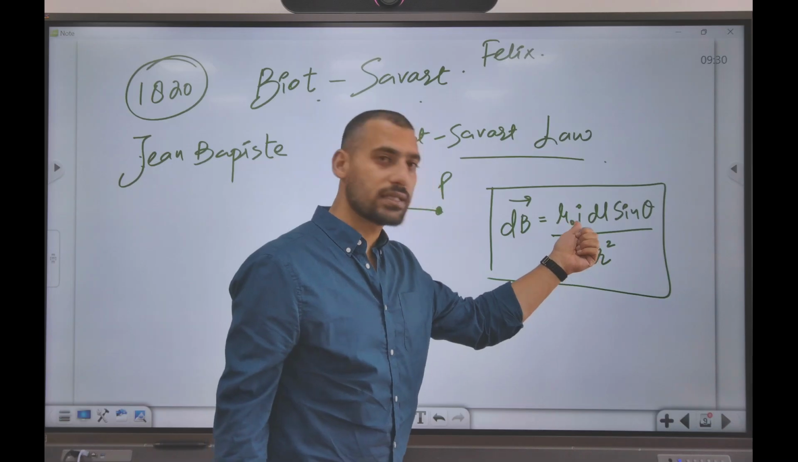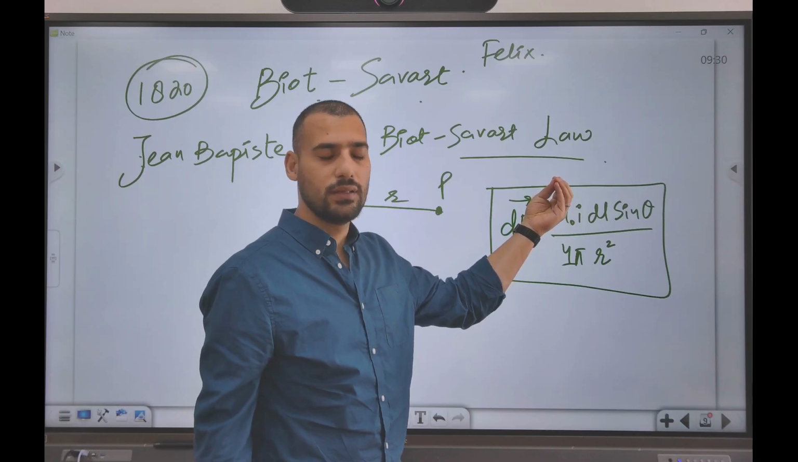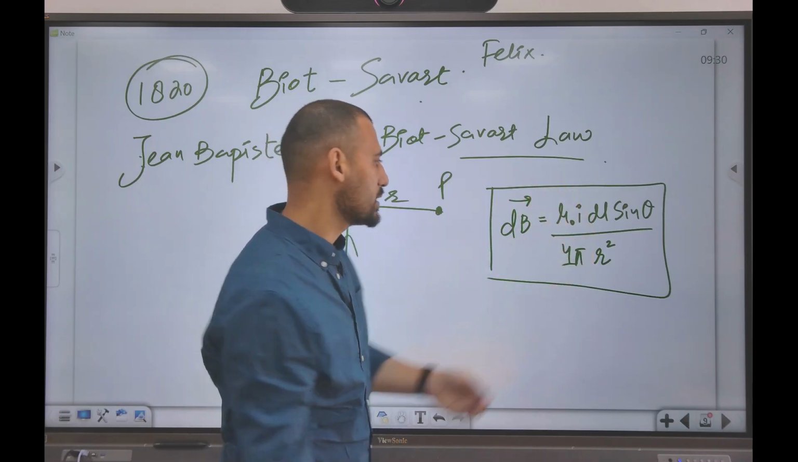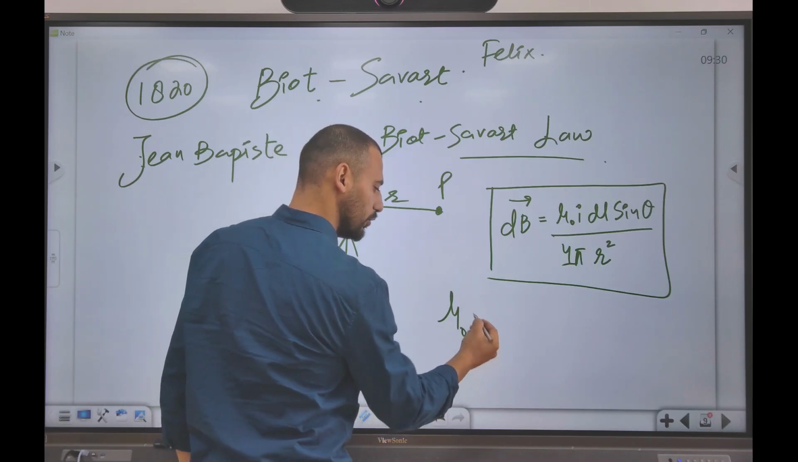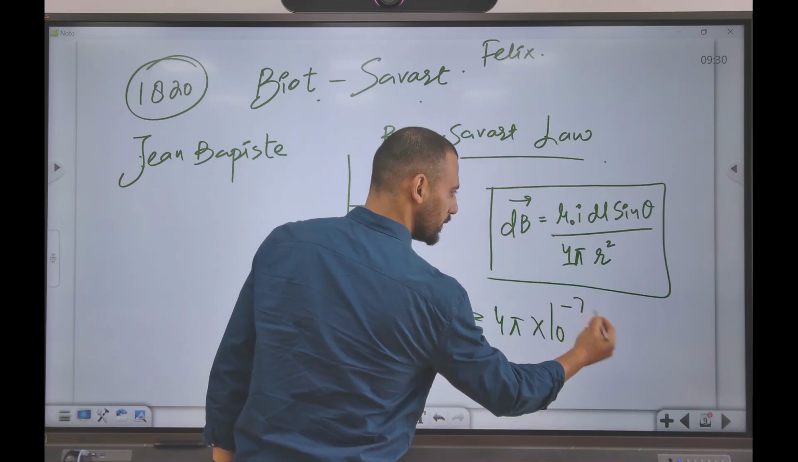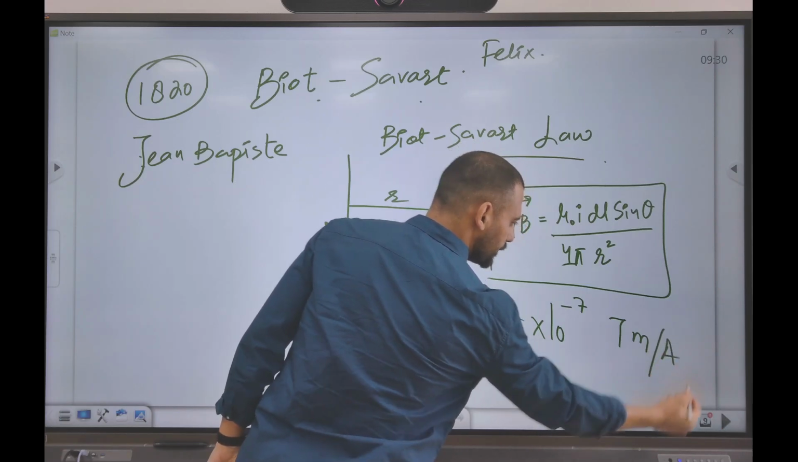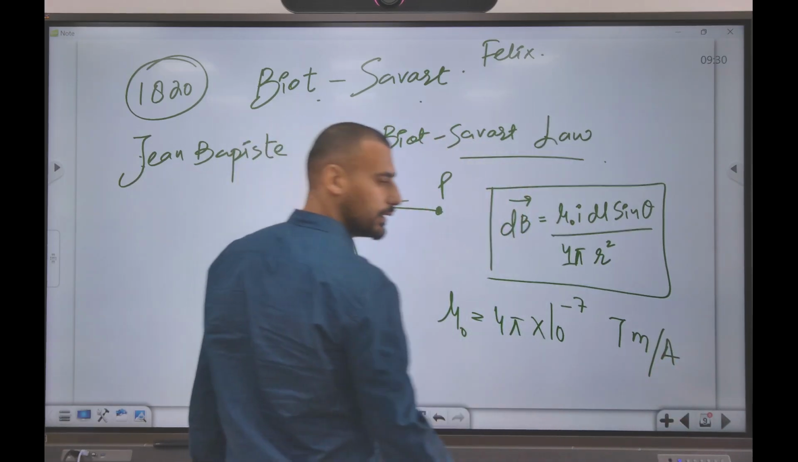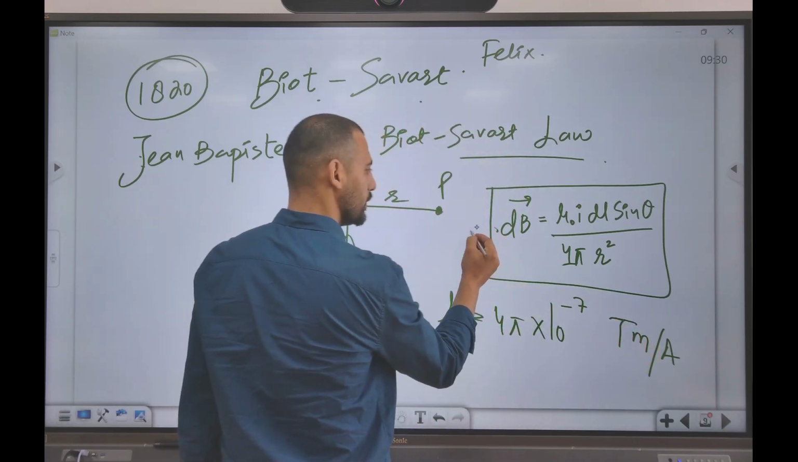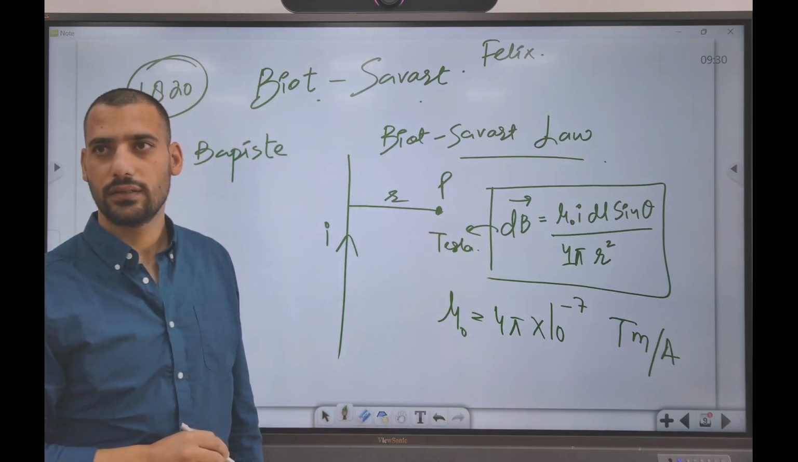Mu naught is the coefficient of permeability. If you remember, I have told you in the concept of electromagnetic induction as well. Mu naught has a value of 4 pi into 10 to the power -7 Tesla meter per ampere. Okay? Tesla is the unit of magnetic field. This magnetic field is measured in Teslas, okay?